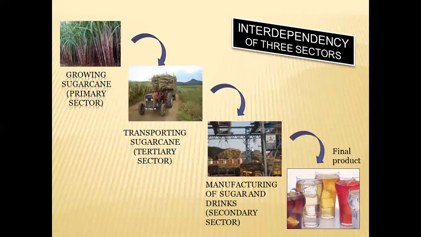In turn, industries depend on tertiary sector for transporting of raw material and on primary sector as a source of raw material. Also, the tertiary sector is dependent on primary and secondary sector for its earning. So in this way, all the three sectors are interdependent on each other for their development.